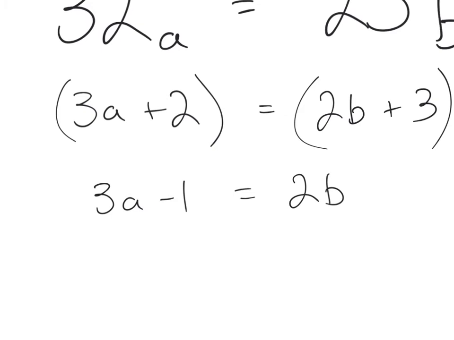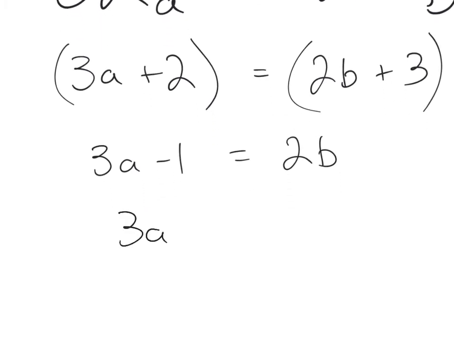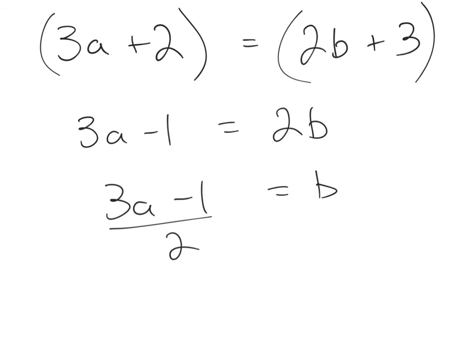And then I divide by 2, so I get 3a minus 1 over 2 equals b. Okay, so I've solved for b. So now I just need to find something that makes this equation true. Let's start with a to figure out what a is.